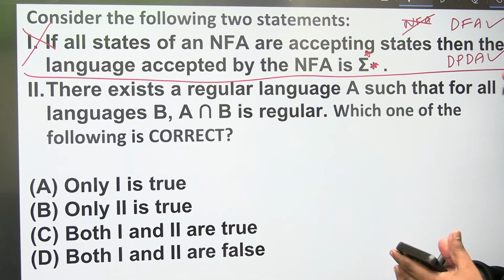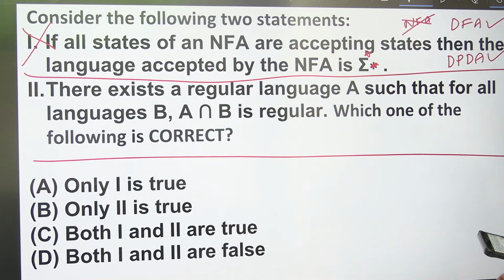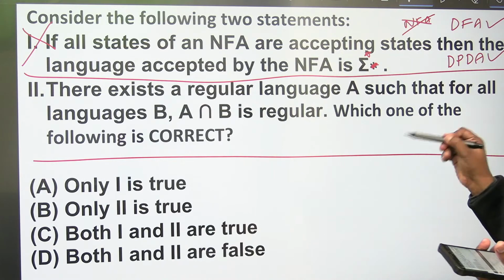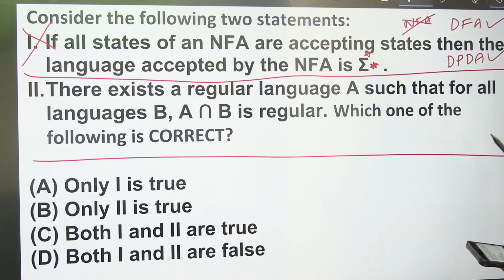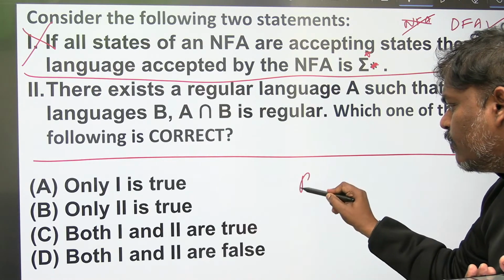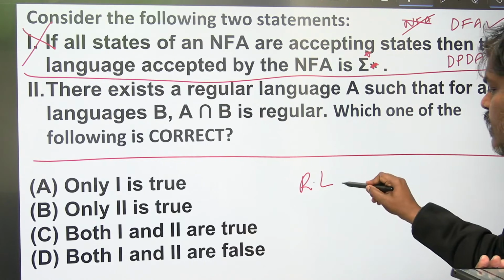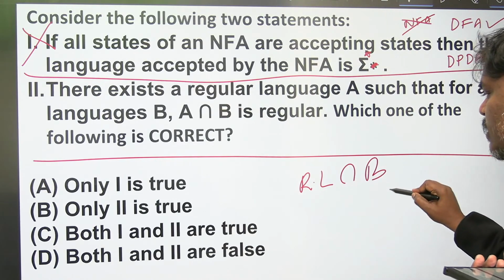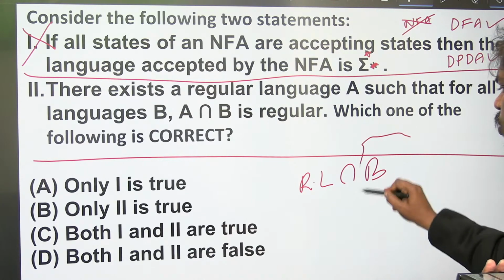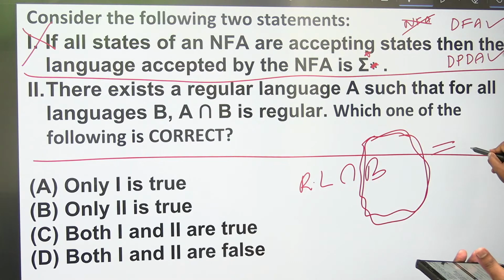Fine. Next one. There exists a regular language A such that for all languages B, A intersection B is regular. You want to say that there exists a regular language A such that for all languages B. See this one, fix one regular language here, and intersect with B. This you can change. Keep whatever you want here. Overall it becomes regular.